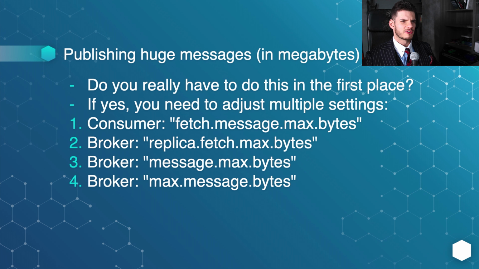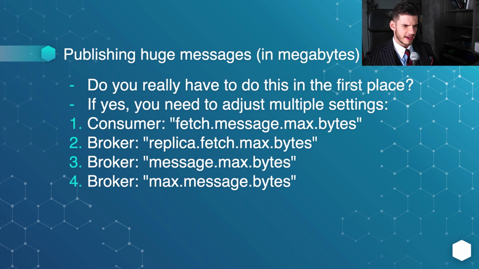Sometimes you might need to publish some huge messages in Kafka, and by huge we could consider anything greater than, let's say, 1 megabyte. Before doing that, it would be worth considering some alternatives. Maybe you could upload something to Amazon S3 and publish a link instead. But if you really have to do this, you will need to adjust 4 things. One on consumer side, fetch message max bytes. It's the largest size of a message that can be fetched by a consumer.